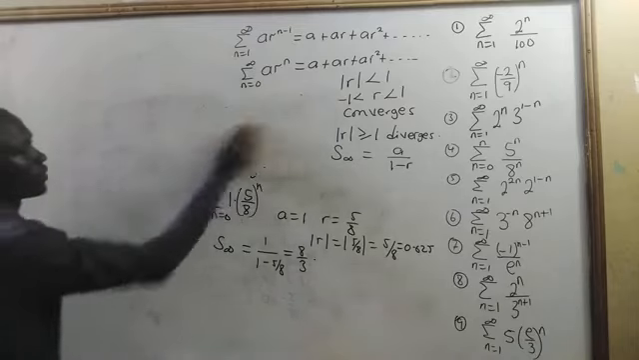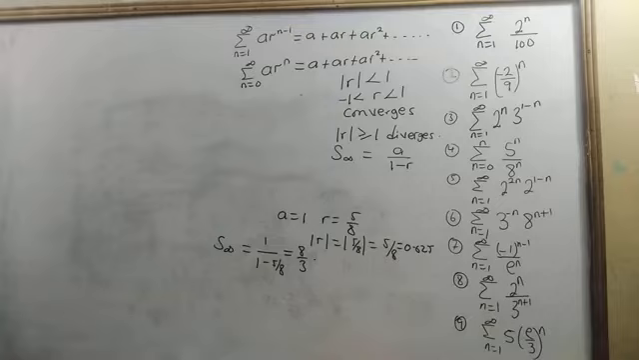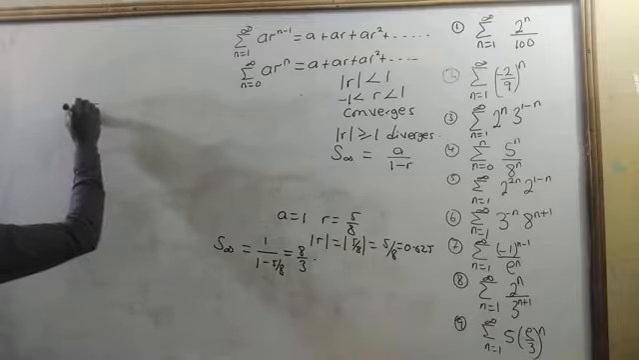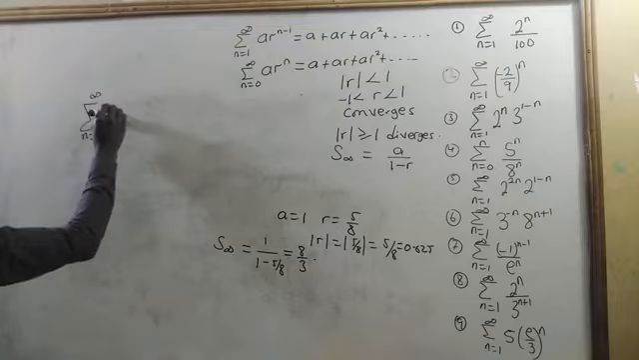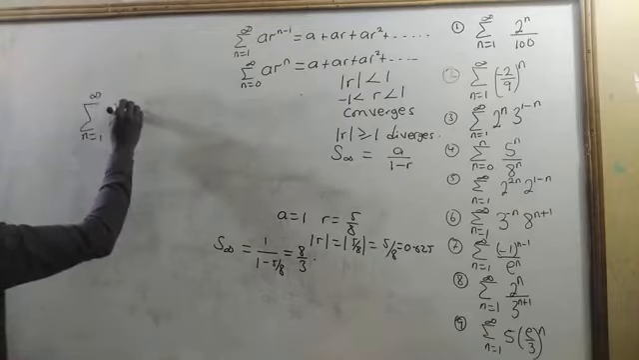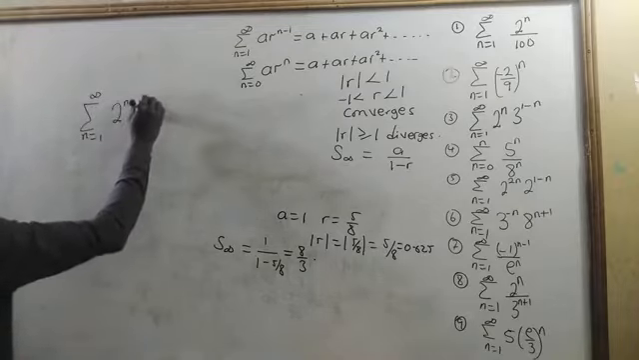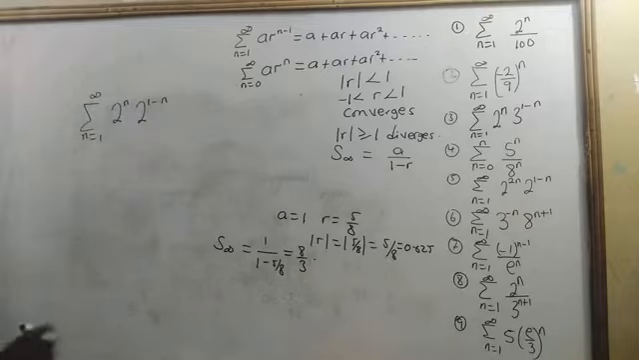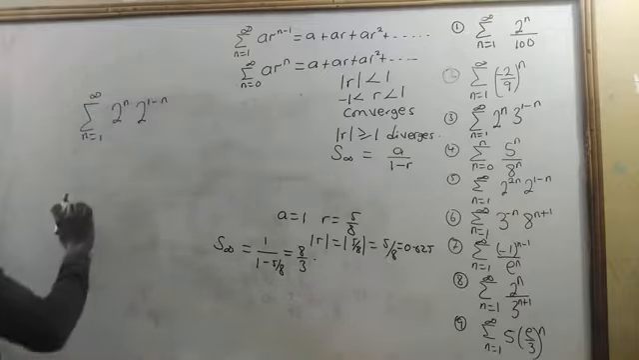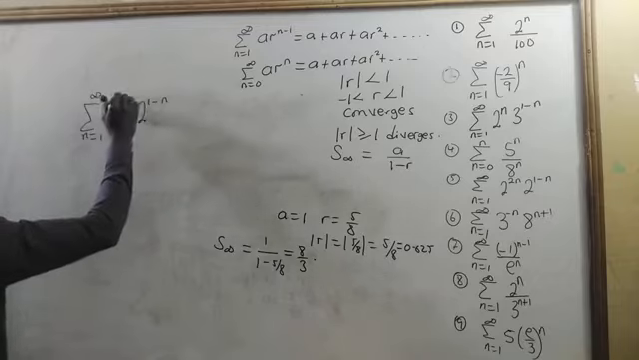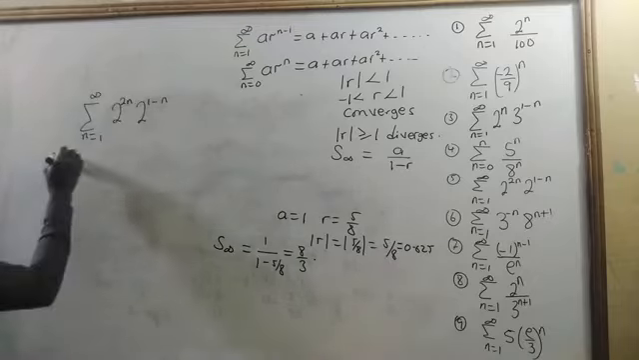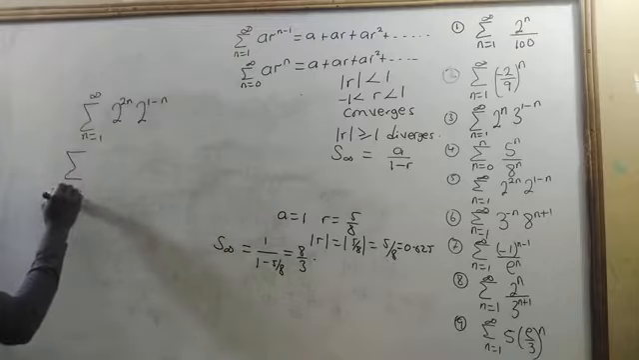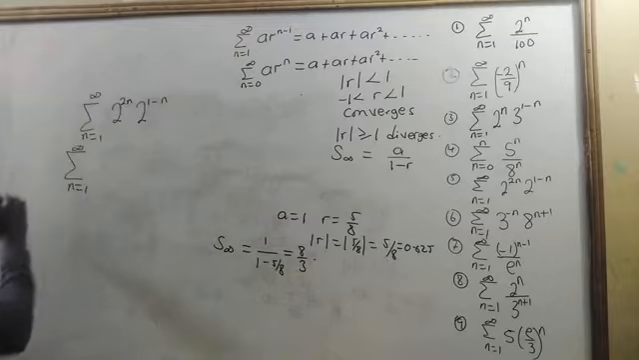Here we have the summation from n equal to 1 up to infinity, 2 exponent n times 2 exponent 1 minus n. Wow. So this one, you've done it already. Oh, sorry, this is 2 exponent 2n. So here, what do we do? We take the summation from n equal to 1 up to infinity.